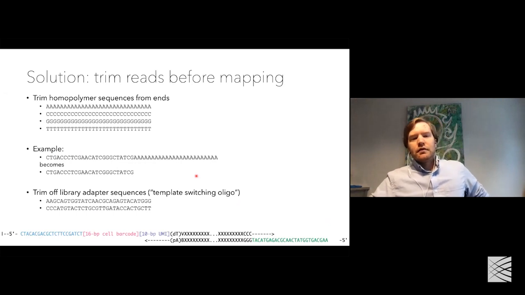The solution to this issue, which I fully believe to be a technical artifact, is to trim these reads before mapping to the genome. So in practice, what I like to do is to use the tool called cutadapt to trim homopolymer sequences from the ends. So for example, this read, which ends in a long stretch of poly A, would become this. In addition, trim off these library adapter sequences. There's a template switching oligo as part of the library prep, which I didn't have time to cover in detail, but this read, when it comes up, is also an artifact of the way the library is prepared.